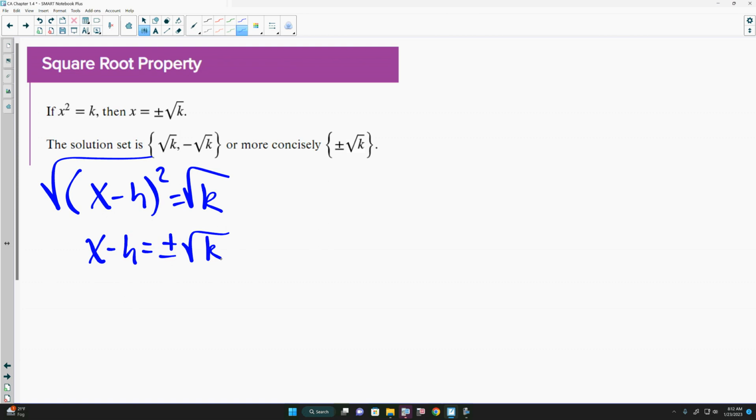The first type, if x squared equals k, if we have x squared, a variable squared, and a number, we can use the square root method. If we have a set of parentheses squared, and all the other numbers outside of it are just numbers, we don't have a variable outside of the parentheses, then we can use the square root method.